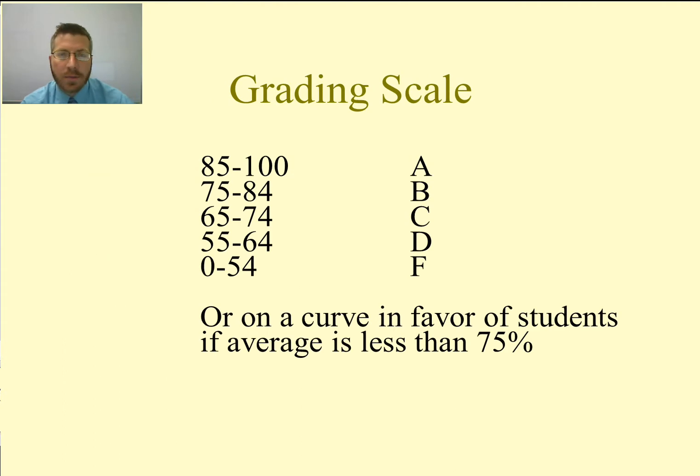The grading scale for the class, I use a straight 10% scale. However, I bring the A range down to the 85 to 100 and then go 10% for the grades below that. This is going to be your grading scale if the average in the class is higher than a 75%. If the average in the class happens to be lower than a 75%, that will become the cutoff between a B and a C.